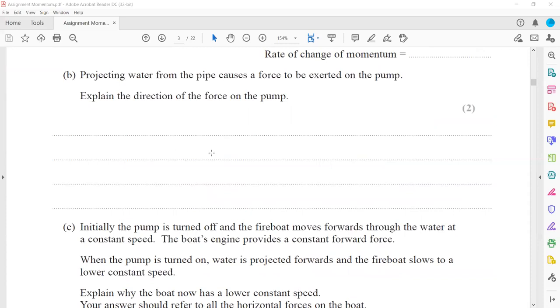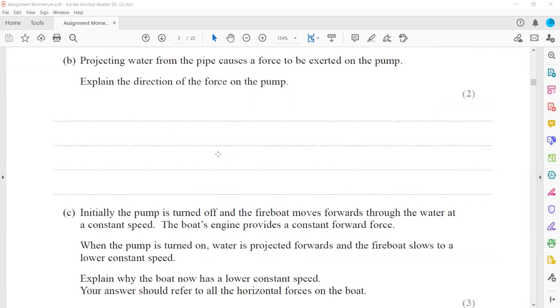Projecting water from the pipe causes a force to be exerted on the pump. Explain the direction of the force on the pump. Like for example, a pump is there, the water is coming out. So they're asking what is the direction of the force on the pump. So how can we work out the direction of force on the pump?